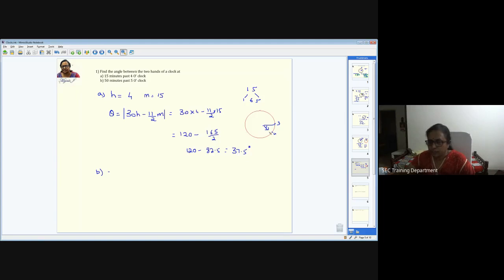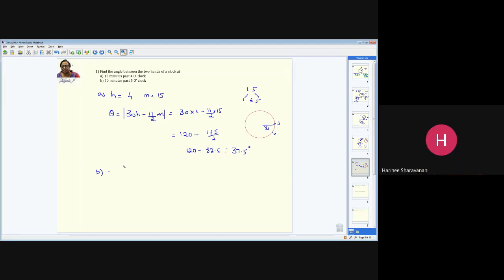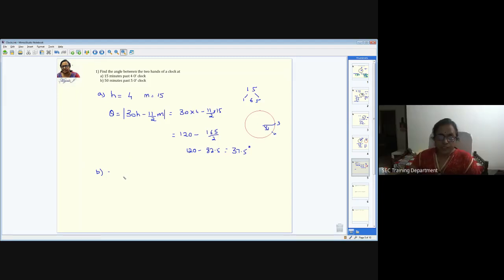So always keep this in your mind whenever you are trying to find this angle: approximately where the hour hand is going to be and where your minute hand will be. That will be easy for you to locate, right? The next one: 50 minutes past 5 o'clock.